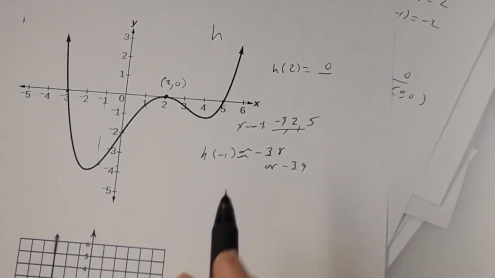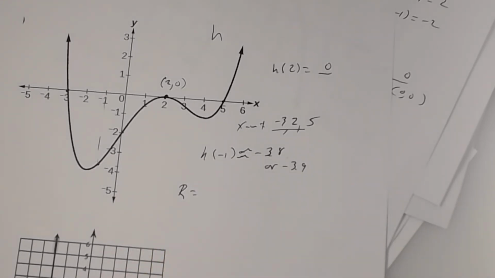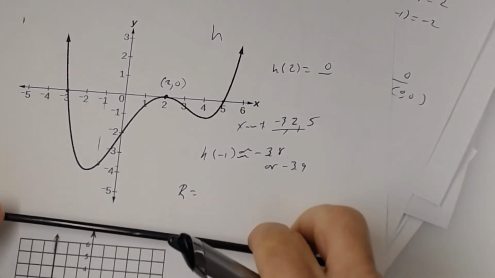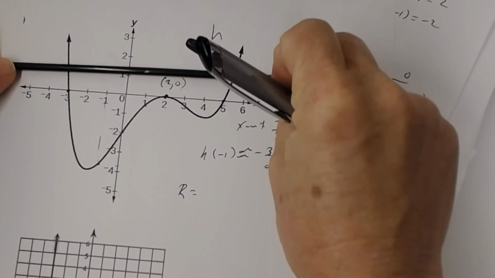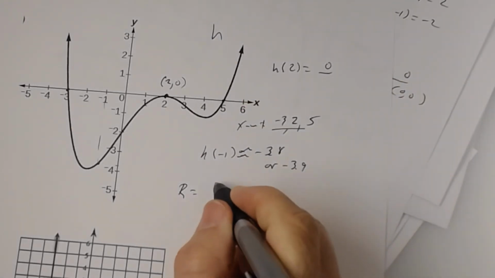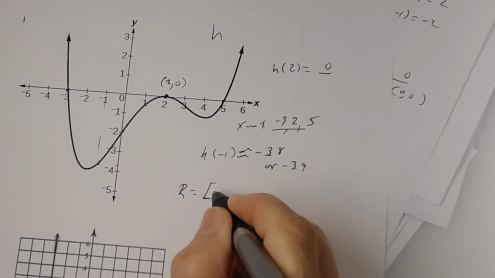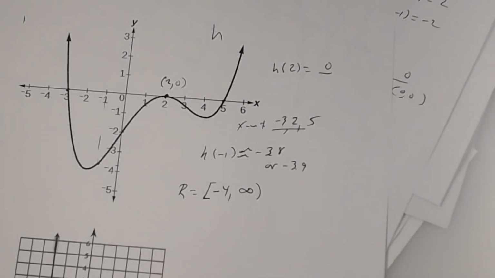All right. What is the range? The range is easy to find. Remember, you go along the y-axis. Where do I start touching the graph? -4. Very good. So from -4 all the way to what? Infinity. Are there any holes in the graph? No. So I'm going to use bracket -4, comma, all the way to infinity.